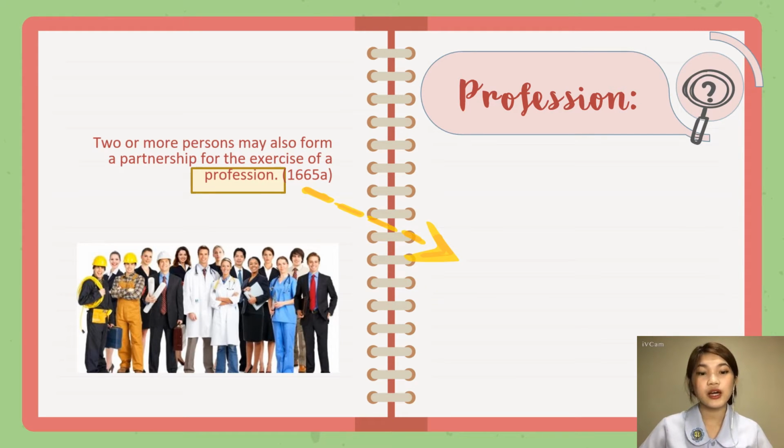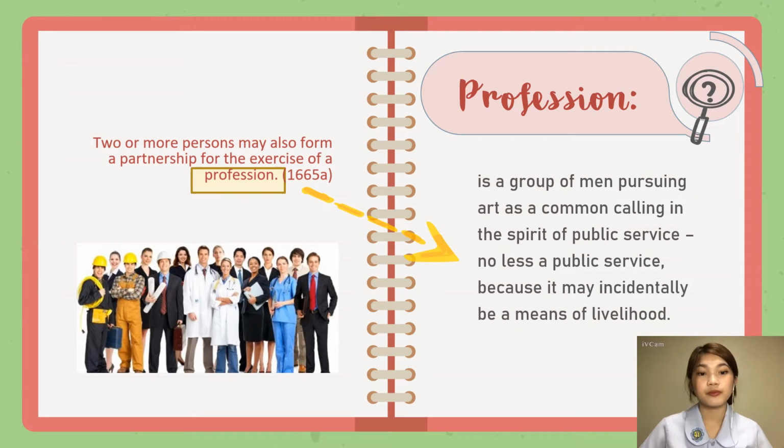Let's first identify the definition of profession. It is a group of men pursuing an art as a common calling in the spirit of public service, no less a public service because it may incidentally be a means of livelihood. Meaning, in the long run, the exercise of their professions or enhancing their professions may also be a profit-gaining activity. In such cases, profits gained through the business operations are divided among the partners.